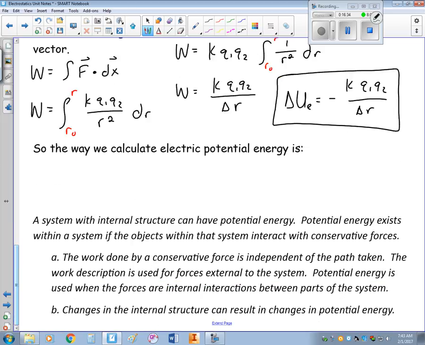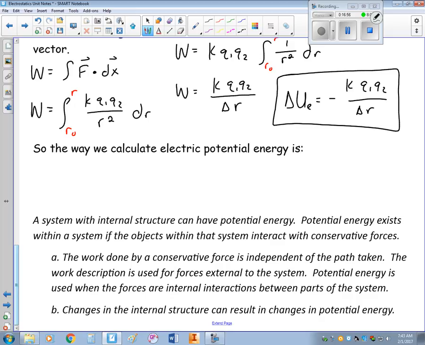A system with internal structure can have potential energy. So if I have multiple charges inside my system, there can be potential energy. Potential energy exists within a system if the objects within that system interact with conservative forces. So electric forces are a conservative force. The work done by conservative forces is independent of the path taken.